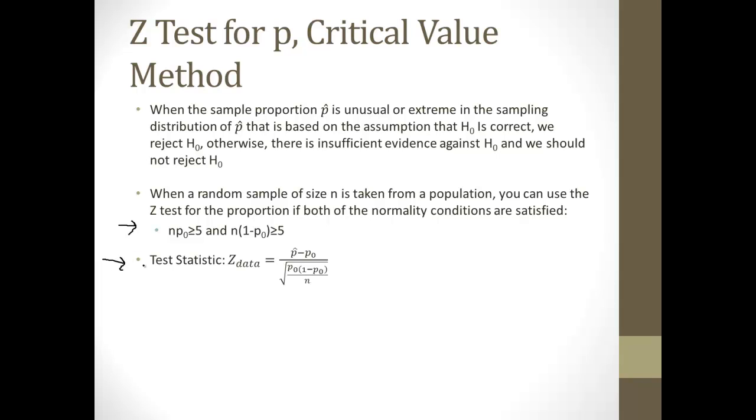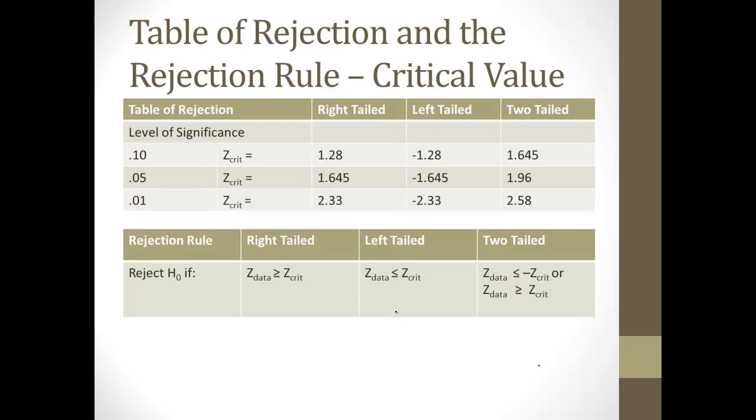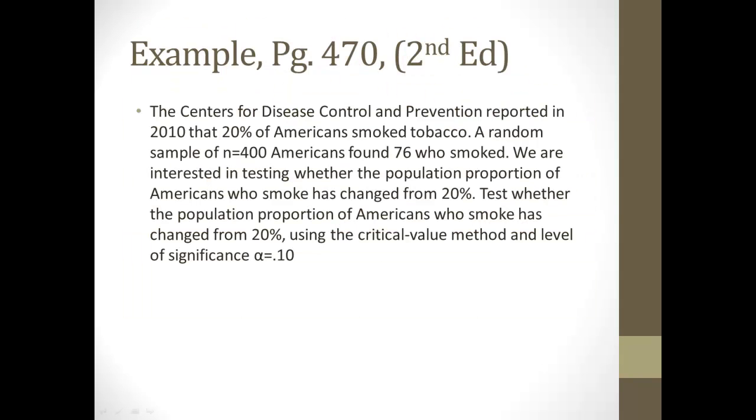In this case, we need to take our sample size times our proportion and make sure it's greater than or equal to 5. We need to take our sample size times 1 minus our proportion and make sure it's greater than or equal to 5. And then our test statistic is done by this formula: p hat minus the initial p, divided by the square root of the initial p times 1 minus the initial p, all divided by n. That is a mouthful. Our z-crits and rejection rules are the same for a right-tailed, a left-tailed, and a two-tailed.